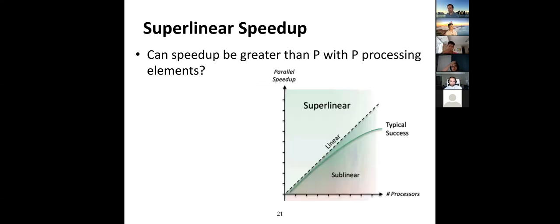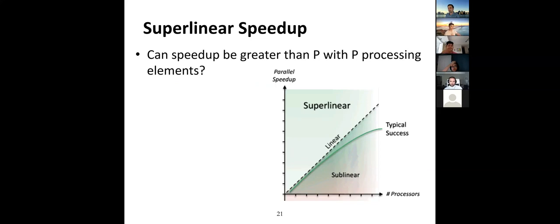So you can get superlinear speedup. And then the question that some of you already partially answered: can speedup be greater than P with P processing elements? If we try to get a speedup curve as the number of processing elements goes up, it seems like the best you can get normally is linear, right? You can't go beyond that.